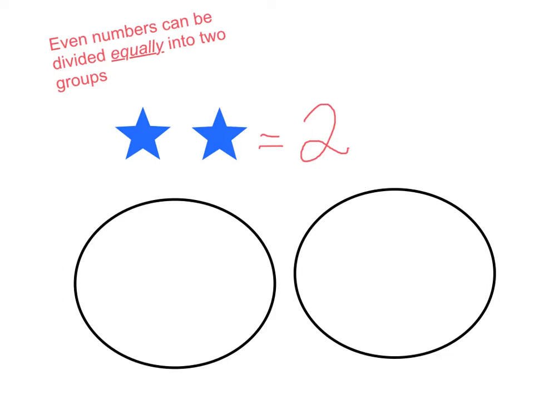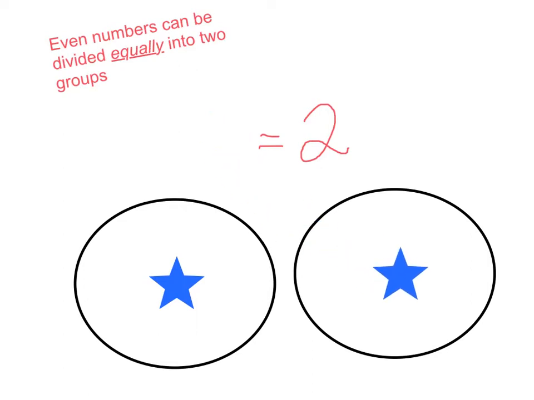Let's have a look at this example here. So it says even numbers can be divided into two groups. You can see I have here 2 stars. There you go. 1 and 2. So I'm going to show you, here are my two groups, how I can divide those stars equally into the two groups. I put 1 star in this group and 1 star in this group. You can see that this group over here has the same amount in here. They have equal amounts, which remember is the same as saying they have even amounts. So the number 2 is even because we can share it equally.